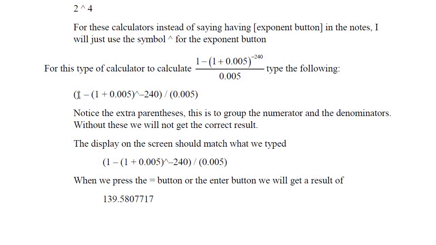So we're going to do left parenthesis 1 minus left parenthesis 1 plus 0.005, right parenthesis, my caret symbol, and then this right here has to be our negative symbol. So negative 240, close parenthesis, divided by, open parenthesis, 0.005, close parenthesis. And then when you calculate that, this gives us 139.580717. And then if you multiply that by the monthly payment of $800, that gave us the amount of that loan, which was $111,000 something.